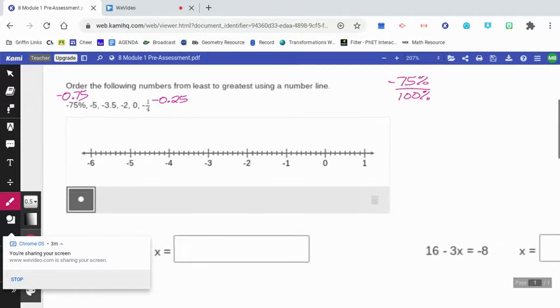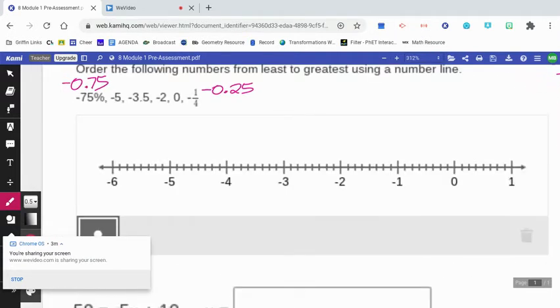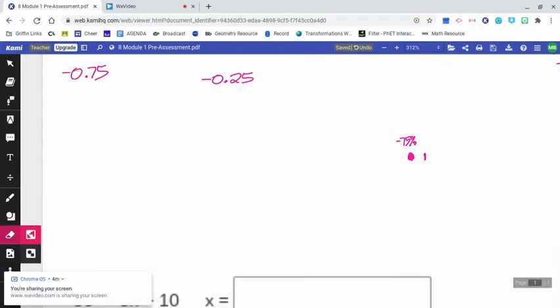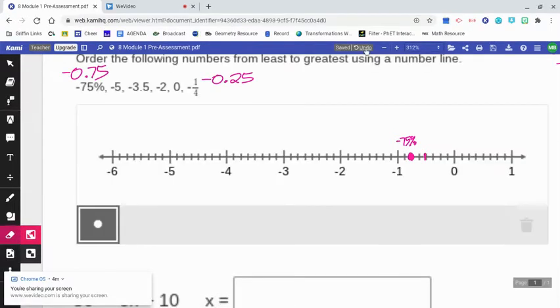Okay, now I'm ready to actually place these on my number line. And I'm just going to go in order. So negative 0.75 is going to be between 0 and negative 1. This is negative 1/2, to which that means that this is going to be our negative 0.75. And I'm going to label it with the original number. And I'm just going to erase that original marker so that it doesn't look like I was marking that.